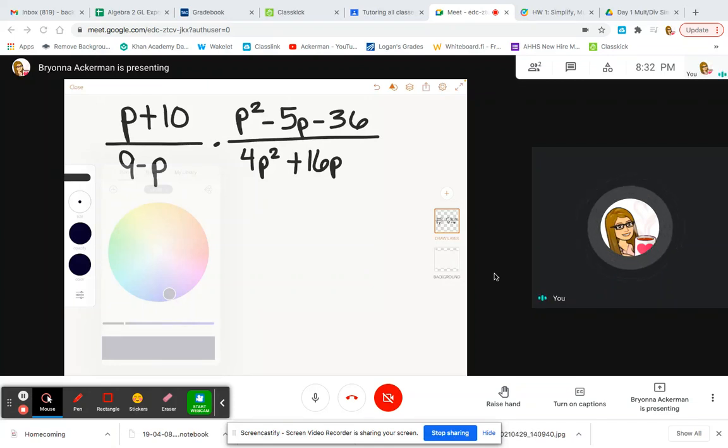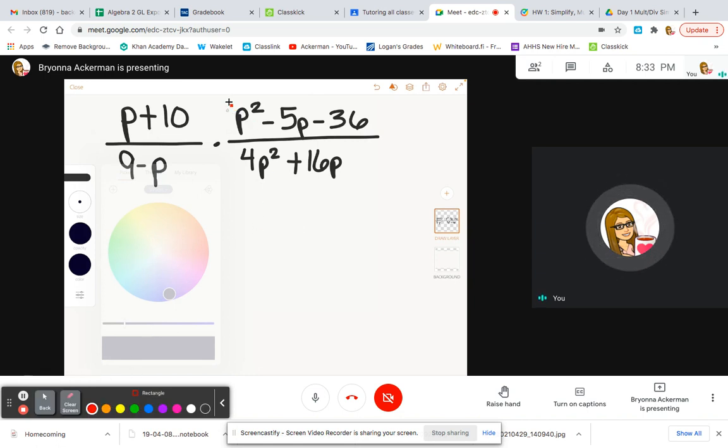Okay, so we are in the rationals unit. This is our first lesson where we can multiply different rationals, meaning fractions. From this, you could FOIL or distribute the numerator with the numerator and the denominator with the denominator, but that is actually going to take longer and it's more work. So really the easiest way to do it is to first factor what you can.